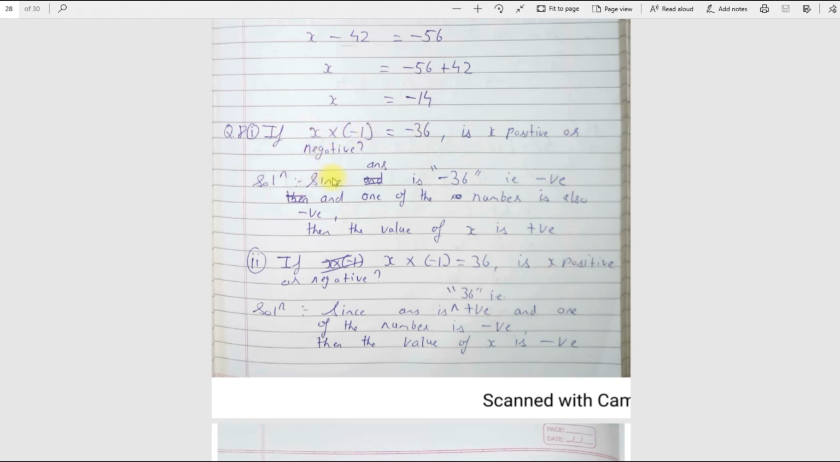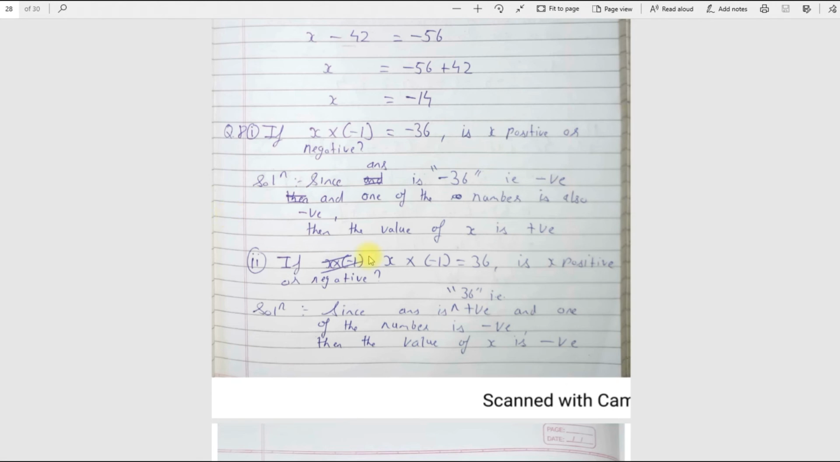That is 6. Since the answer is minus 36, that is negative, and one of the numbers is also negative, then the value of x is positive. As I explained, as per the rule, plus minus gives me minus. Clear? Next, if x into minus 1 is equal to 36, is x positive or negative?